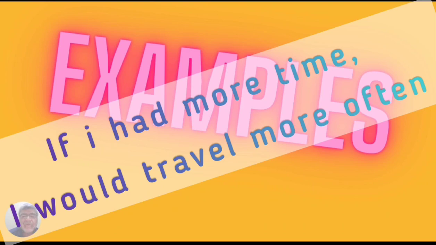Another one: Because he studied hard, he passed the exam. Or another example: If I had more time, I would travel more often. So you see that a conditional sentence is a kind of complex sentence because we use a dependent clause, which is if I had more time, and one complete sentence, I would travel more often.